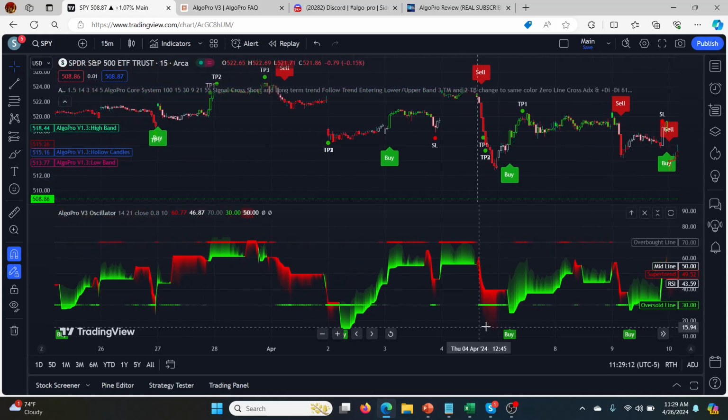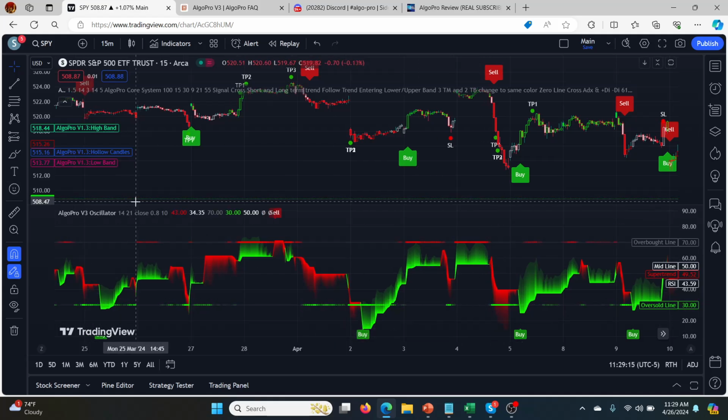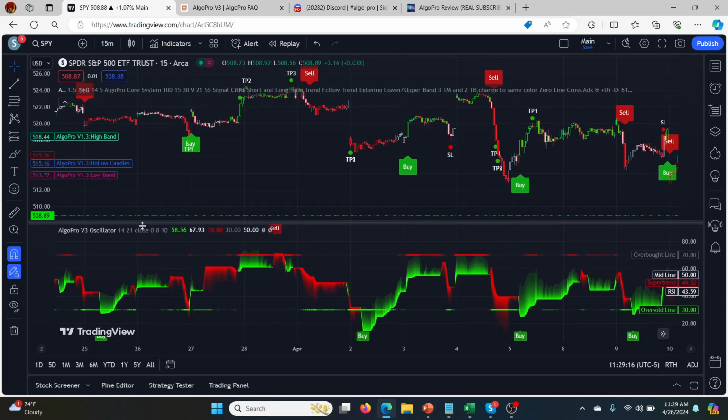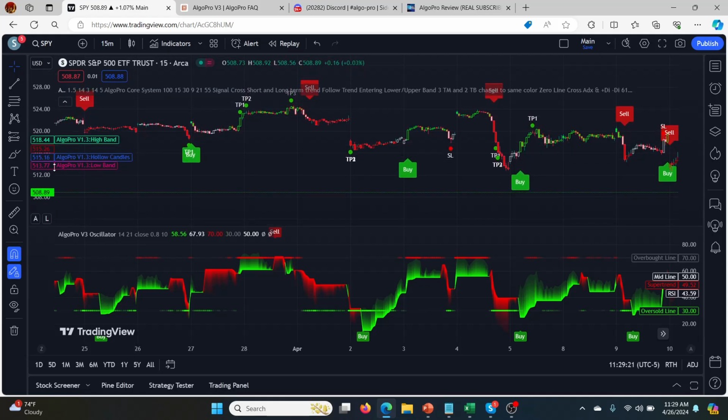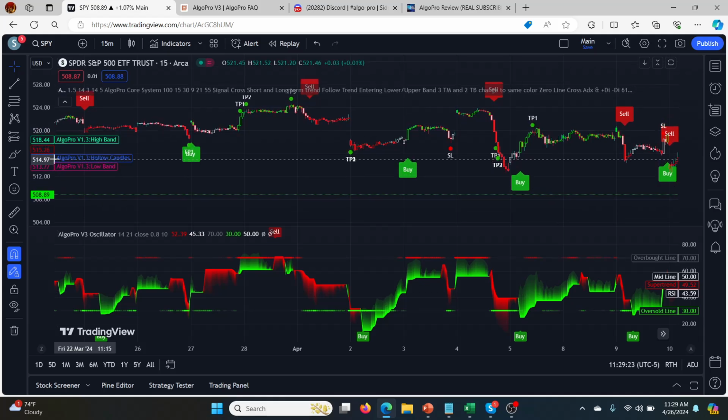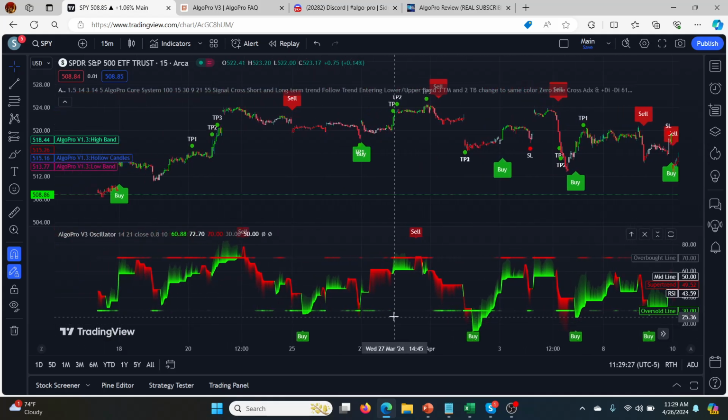And this is default settings. I haven't done anything to customize this or refine it. And that's something that is pretty crucial, I think, with these systems, is customizing them to make sure that they are optimized for your particular trading. So yeah.